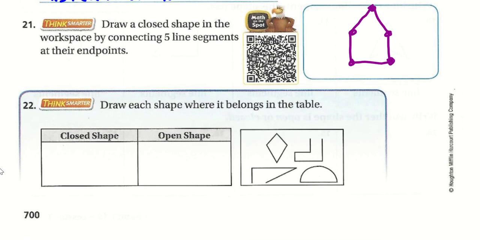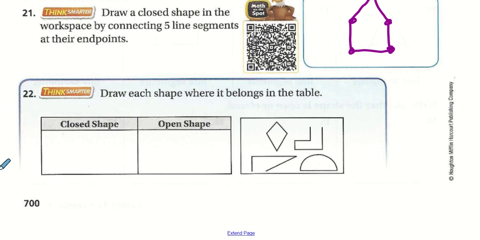Okay, last one on this page for number 22. It says draw each shape where it belongs in the table. So we have 4 shapes, and we either have to draw if they're closed or open. If I look at this shape right here, I can see it looks like a diamond and there is no opening. If there's no openings, that means it's closed. So try to draw something similar to what they have, make it look like a diamond.